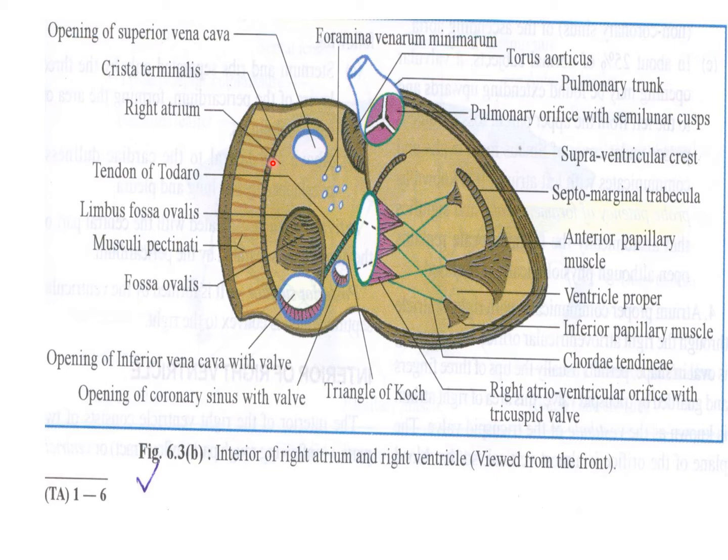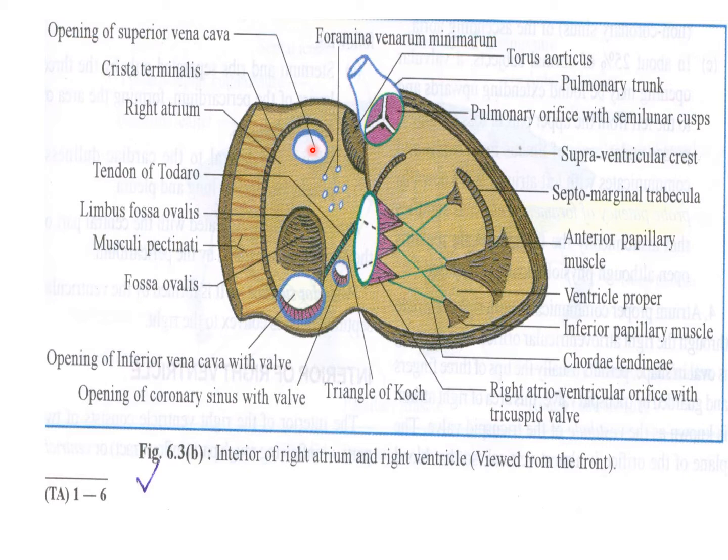Opening of the superior vena cava, opening of the inferior vena cava, and opening of the coronary sinus, and foramina venarum minimorum and intervenous tubercle. So these are present in the sinus venarum. First, the opening of the superior vena cava. So here there is an opening of the superior vena cava.